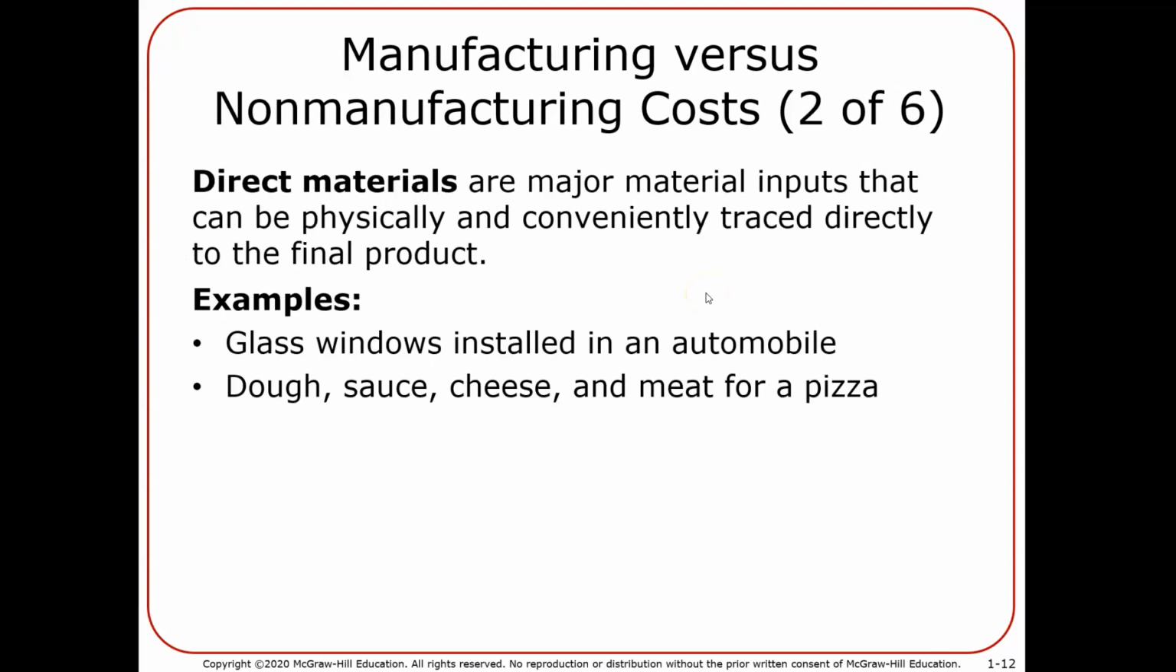Let's talk about each one of those. Direct materials. Those material inputs that we can physically and conveniently, that's important, conveniently, trace directly to the final product. For example, the glass windows installed on an automobile, the dough, sauce, cheese, and meat for a pizza. We know exactly how much went on that pizza. We know exactly how many windows went in that automobile. That's direct materials, DM.